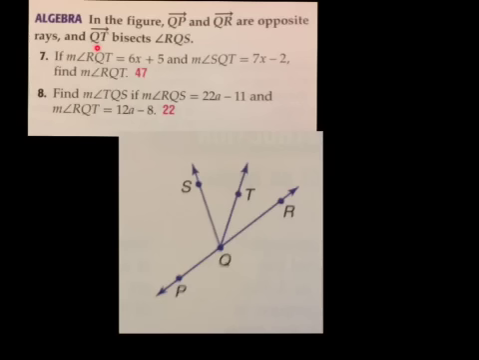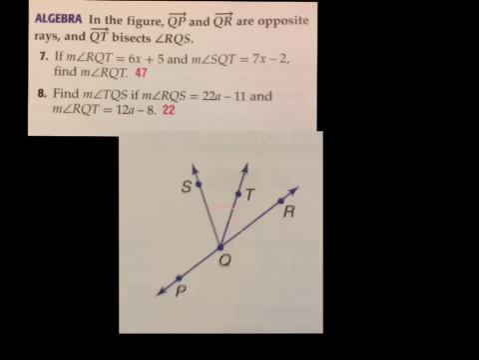They also tell us that QT bisects angle RQS. So we have ray QT bisecting angle RQS. Now remember, bisecting means it's cutting that angle into two equal angles. So to help myself out, I'm going to label. I'm going to draw an arc here, and a congruent arc, because they're equal. So this is telling me that SQT is congruent to angle TQR, and that's going to be useful for us as we go on and try to answer the questions that we have.